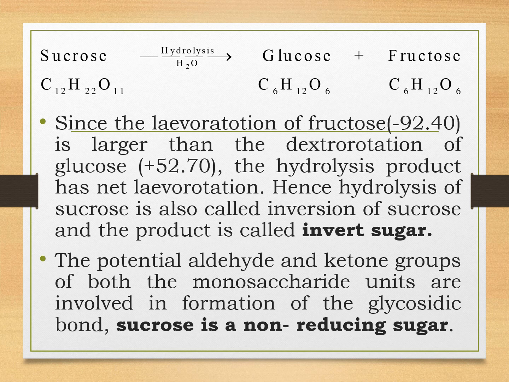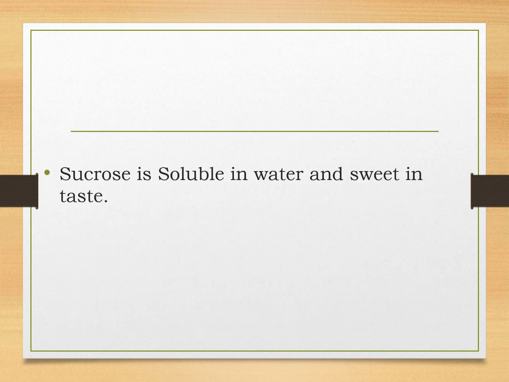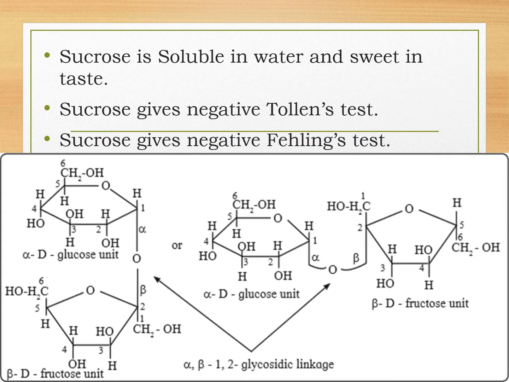And yes students, sucrose is a non-reducing sugar. What do we mean by non-reducing sugar? The main groups of the monosaccharide units are the aldehydic group and the ketonic group. But as both these groups are involved in the formation of the glycosidic bond of sucrose, my dear students, sucrose is called a non-reducing sugar. So as sucrose is a non-reducing sugar, it won't give a positive test for Tollens' test and Fehling's test.